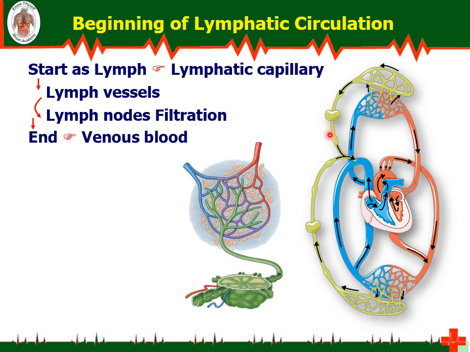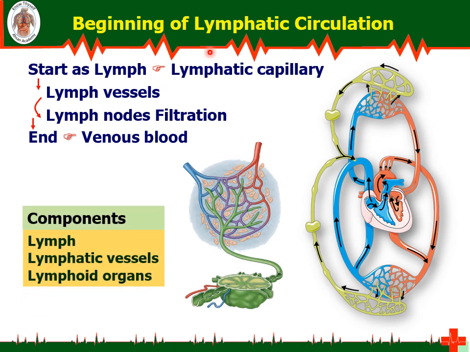Now the filtered lymph enters into the venous blood again. So this is the continuous circulation and draining of the lymph. This lymphatic system or lymphatic circulation has three components: the lymph, the vessels that the lymph is entering into, and some organs related to this lymphatic system. These are known as lymphatic organs. We will not cover these lymphatic organs in this presentation. This will be discussed in some other presentations.